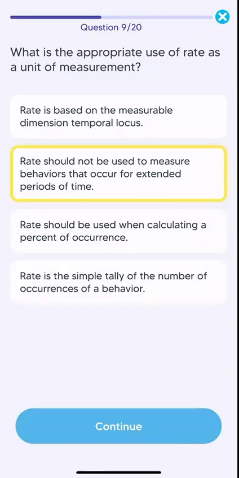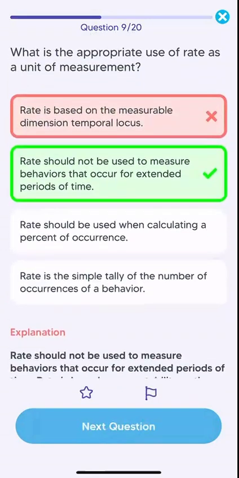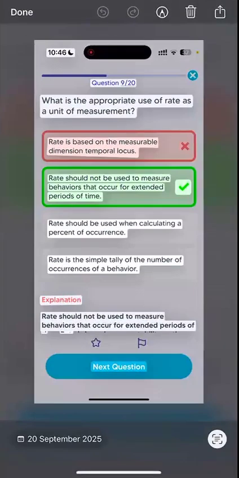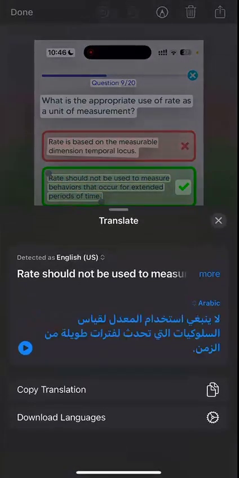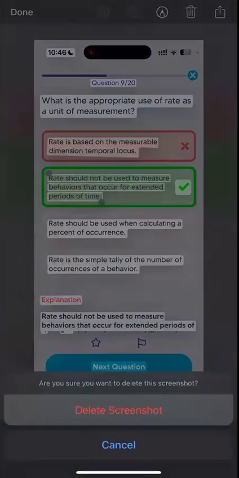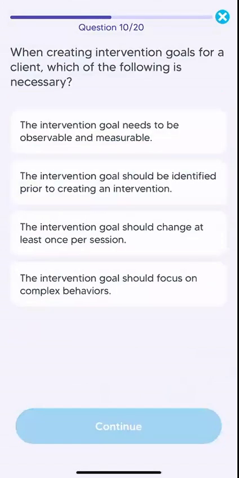Rate should be used to measure behaviors that occur for an extended period of time. Oh, it's wrong, but how? Rate is based on, yes, here? The first one, rate shouldn't be. Oh no, rate should be used to measure behavior that occurs for an extended period of time. Okay.